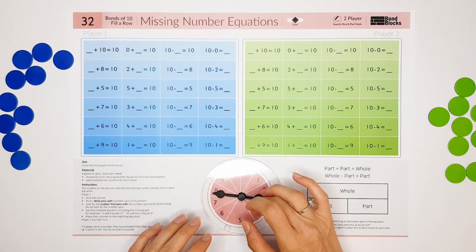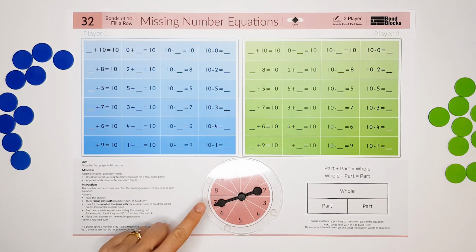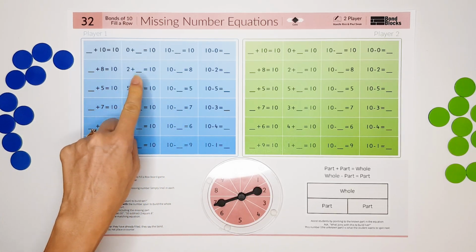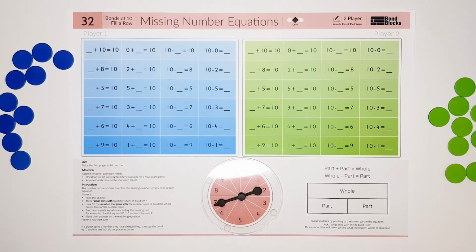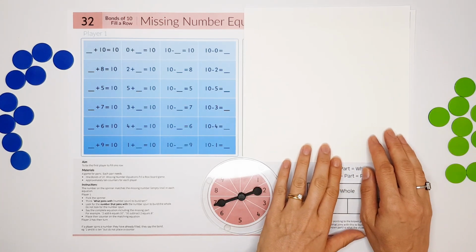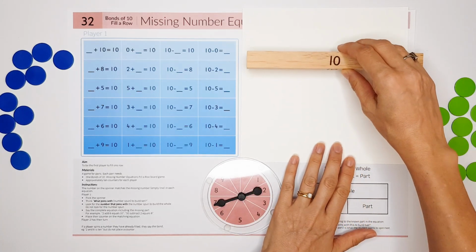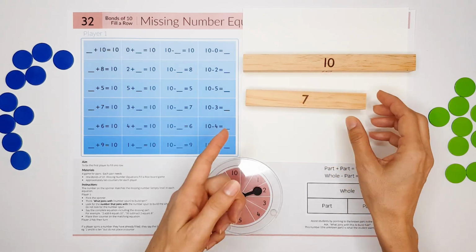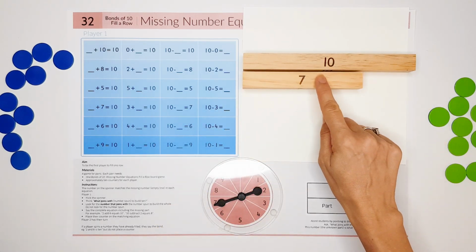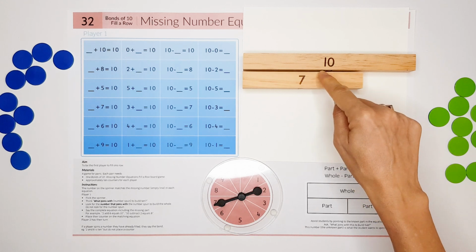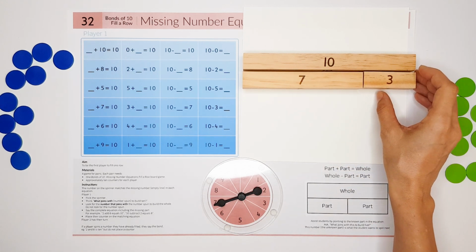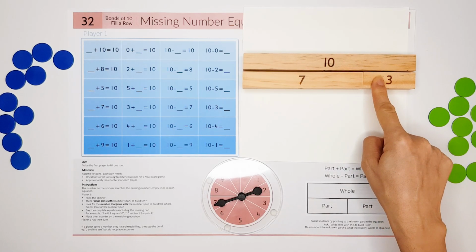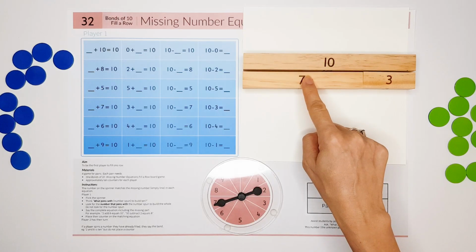The first player spins, and remembering that the number spun is the missing part, it goes where the line is. They spin 7. You don't need to do this with bomb blocks, but for the video I just want to provide an example. So we know the whole is 10. They've spun a part of 7, so they need to think what joins with 7 to build 10, and the answer is 3. So they need to look for an equation that has a whole of 10 and a part of 3, so they can place the 7 as the missing number.